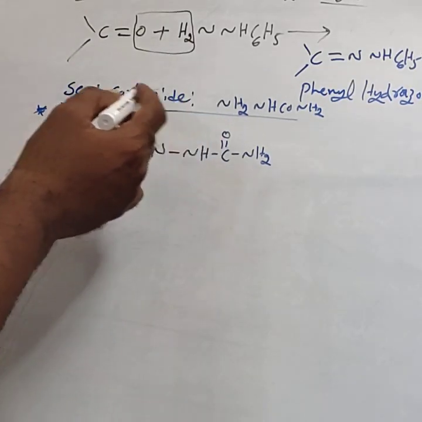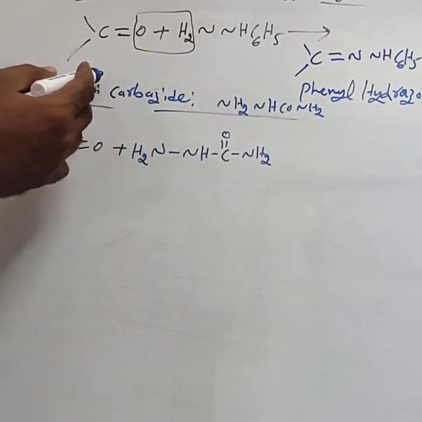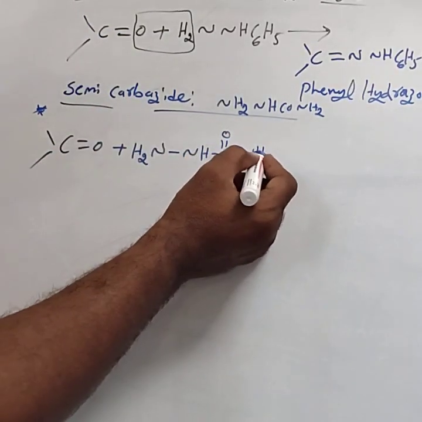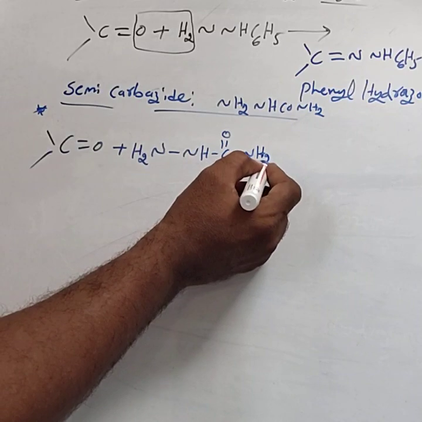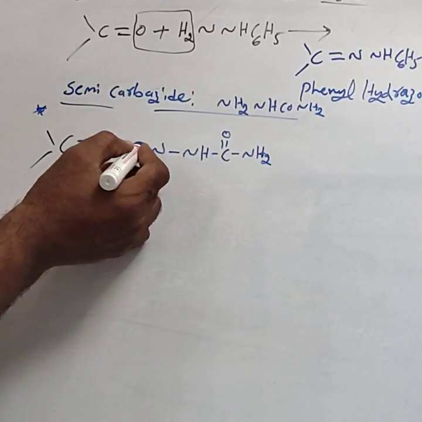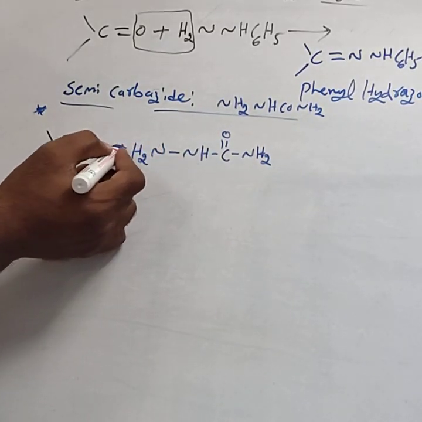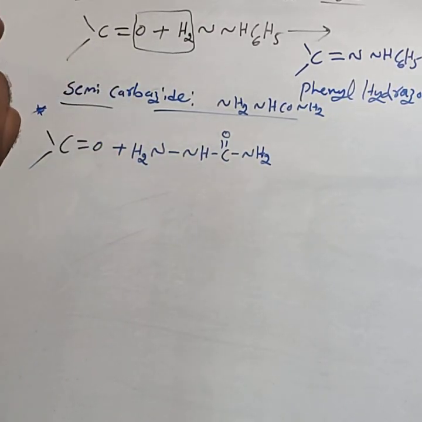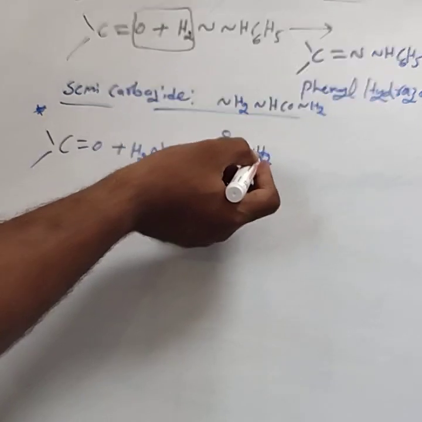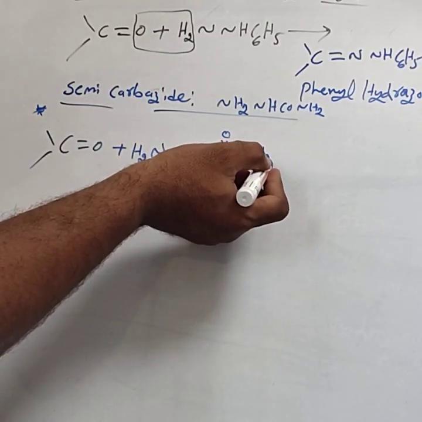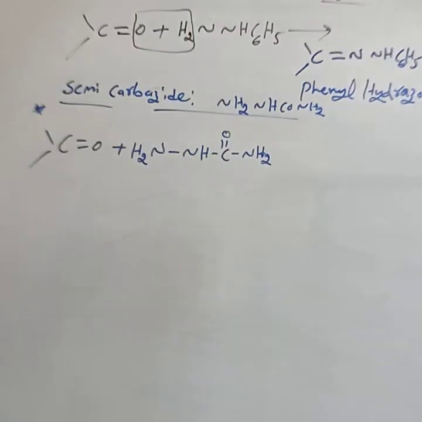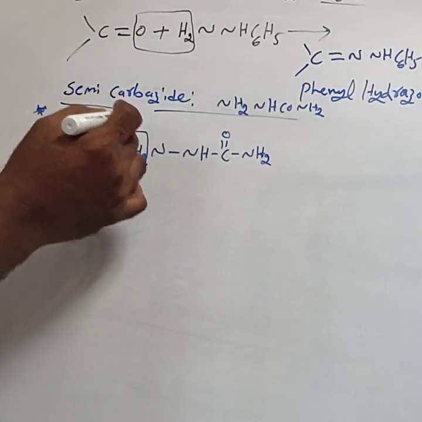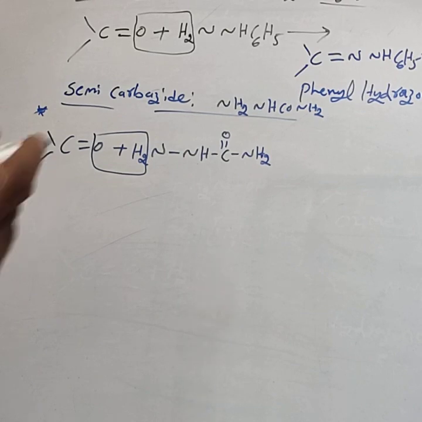They can consider the product formed with semicarbazide, as given in the formula. They can remove this hydrogen also, but this is wrong. You have to remove the hydrogen, H2, from this NH2 end. This is the semicarbazide. This is important for the competitive exams. From this end they can remove the water, but it is an incorrect option. You have to remove the water molecule from this end only. This is very important for the competitive exams.